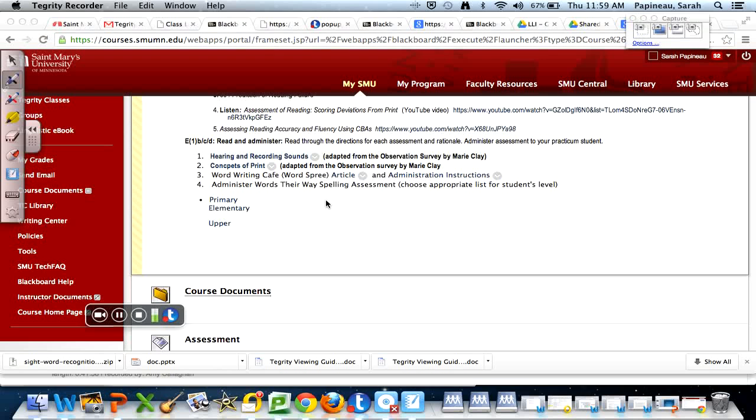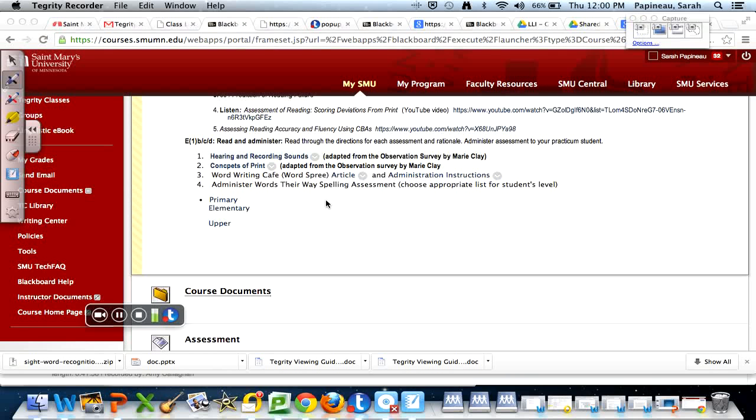So just encourage them. Use the prompts that are in the administration instructions to get them thinking about more words, and also try to do it in an area that doesn't have a lot of text around the student, so they're not pulling off the wall some scientific word that I wouldn't know how to spell either. So just be cautious of that when you're administering this assessment.